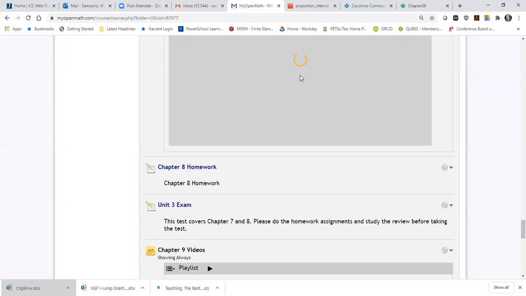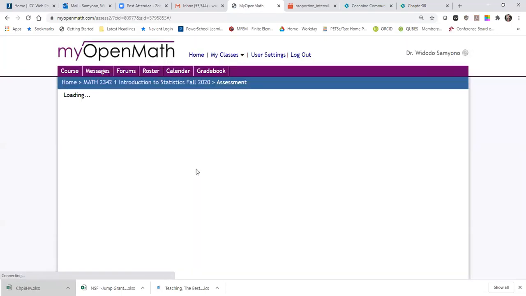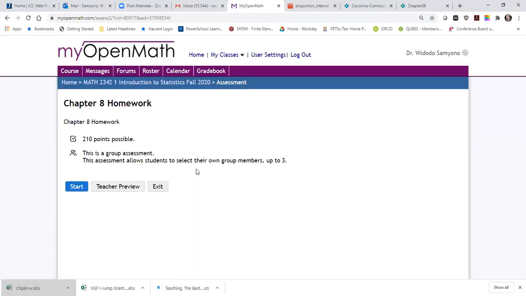Let me go to the homework here. Okay. Yeah, for this week, you need to complete chapter 8, and also you need to take the Unit 3 exam, okay? Because Unit 3 exam covers chapters 7 and 8, okay?